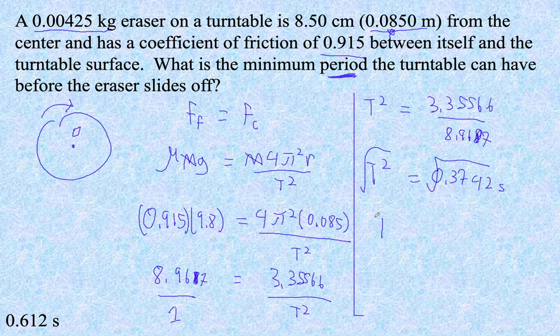Okay, so t is 0.611738. If we round it to this place, we would say 0.612 seconds. Ta-da.